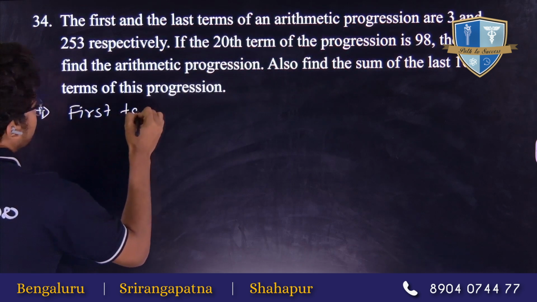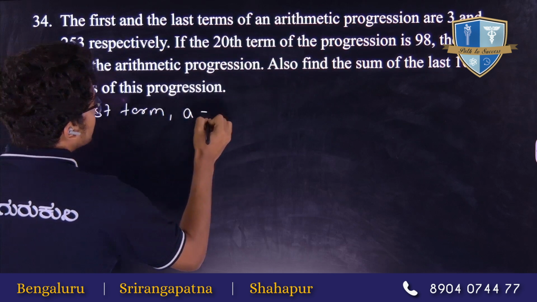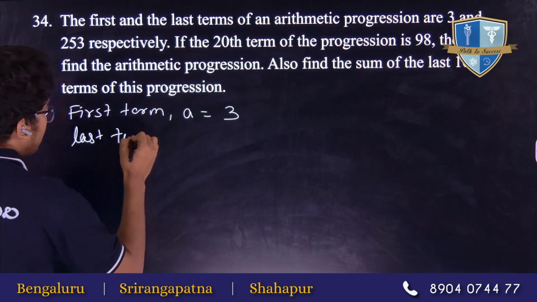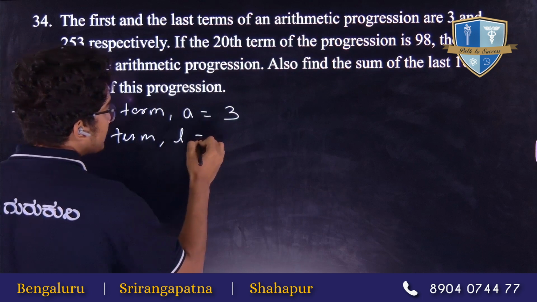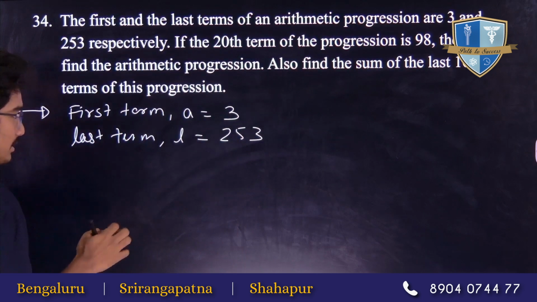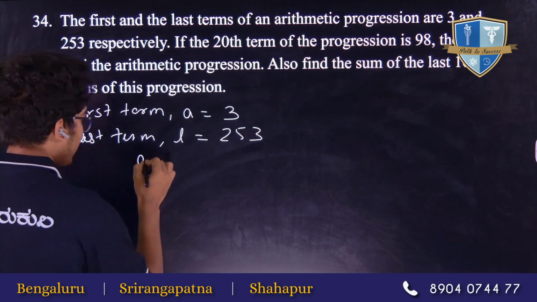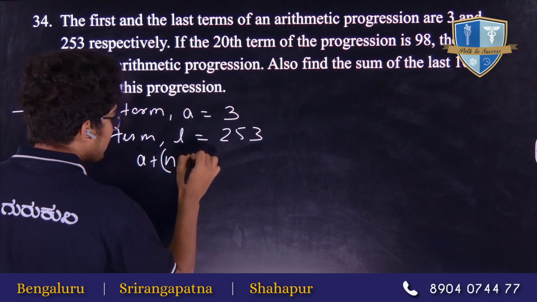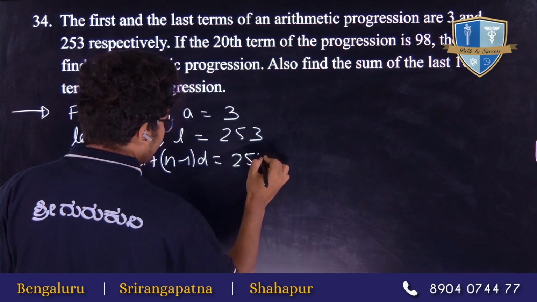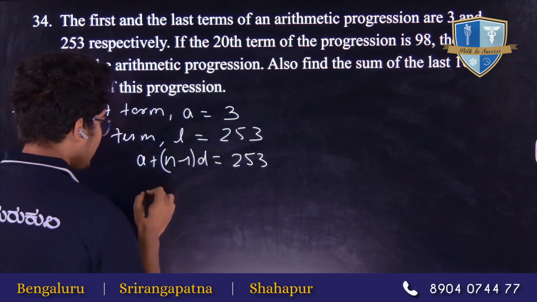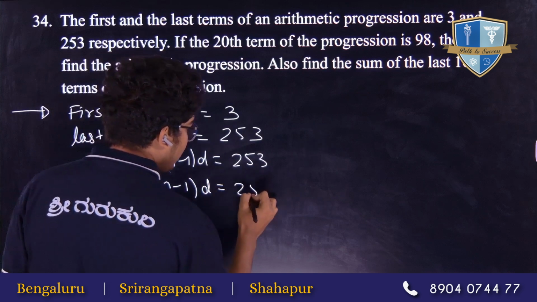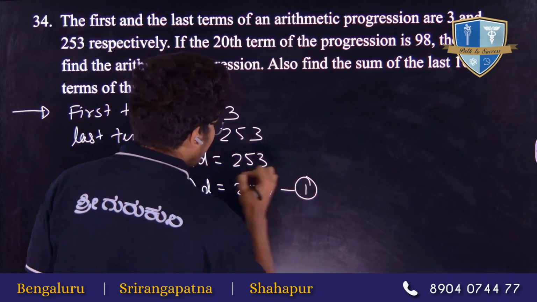First term is given, which is A, given as 3, and the last term is also given. Last term denoted by L, which is given as 253. Let's suppose n is the last term, so A plus (n minus 1) times D can be represented as the last term, which is equal to 253. So A is 3, so (n minus 1) times D can be written as 250, correct? So this is our first equation.